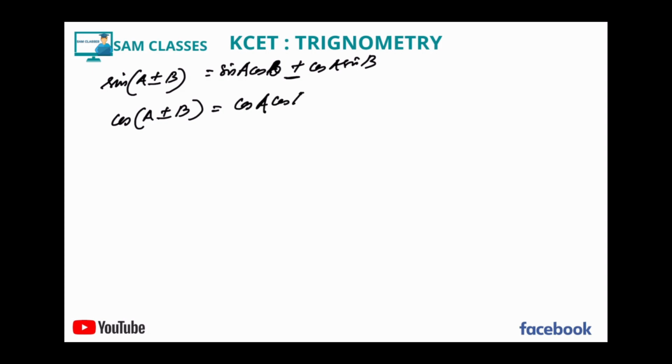Cos of a plus minus b, here understand the sign is opposite. It is cos a cos b minus, if it is plus here, then first will come minus sin a sin b. Okay, so understand and keep it in mind, and if it comes minus, then opposite will come here, student. Okay, now next is tan of a plus b.